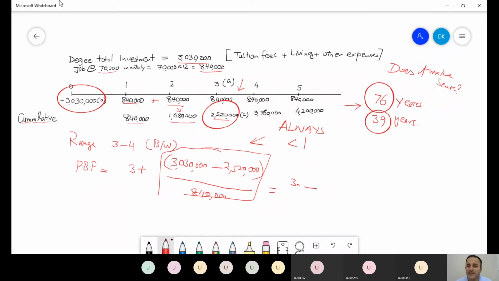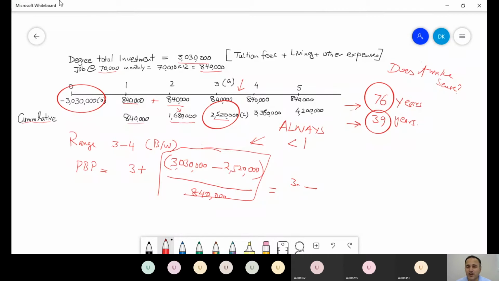Sometimes it doesn't click in your mind that 76 years is not possible, and probably I made a mistake somewhere. 39 years, no, it doesn't make sense. Normally for degrees, as I said probably in one of my lectures, the payback period is between 2 and 3 years. In your case, since it's a 4 years degree, it's close to between 3 and 4.